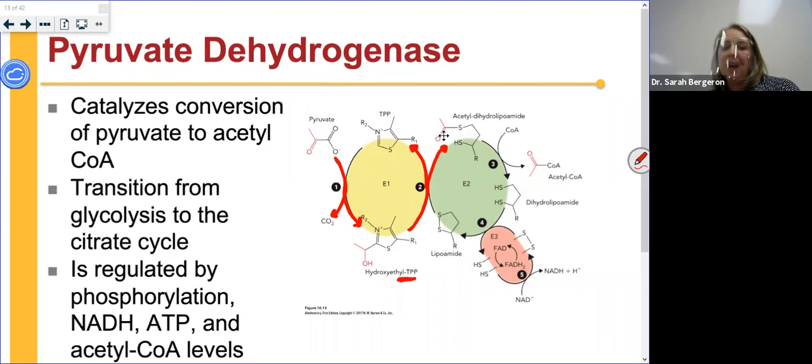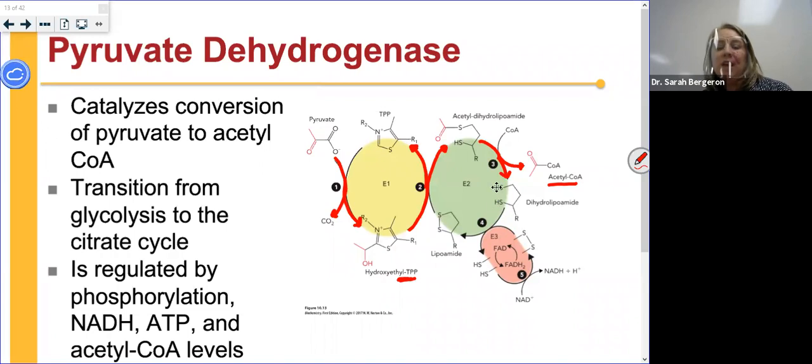Now, in the next step, in E2, we have what used to be a disulfide bond. We broke that disulfide bond in order to attach our acetyl group. Now what we want to do is move that acetyl group to CoA. So we're going to combine the acetyl group with CoA, and we're going to make acetyl-CoA. At the same time, we need to regenerate our lipoamine. But we can't because there's no disulfide bond there.